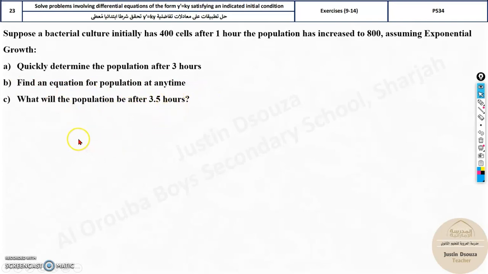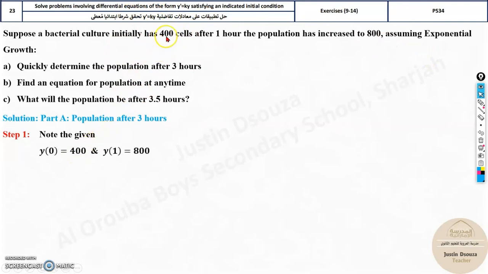Now what you basically do is understand what's given. Initially at the 0th time, y of 0 is 400. At time 0, you already have 400 cells. But after 1 hour, let's take 1 as 1 hour, y of 1 becomes 800. So you can see that every hour it's doubling. The population is multiplying, right? So now over here it doubles.